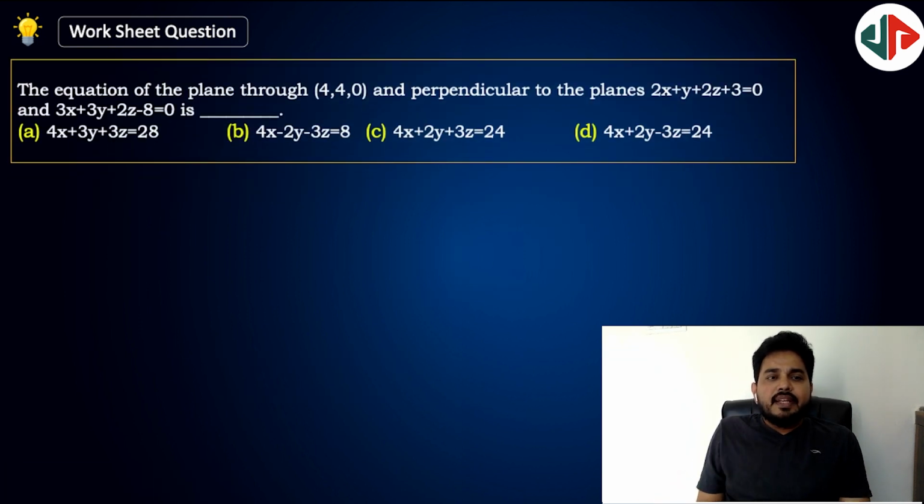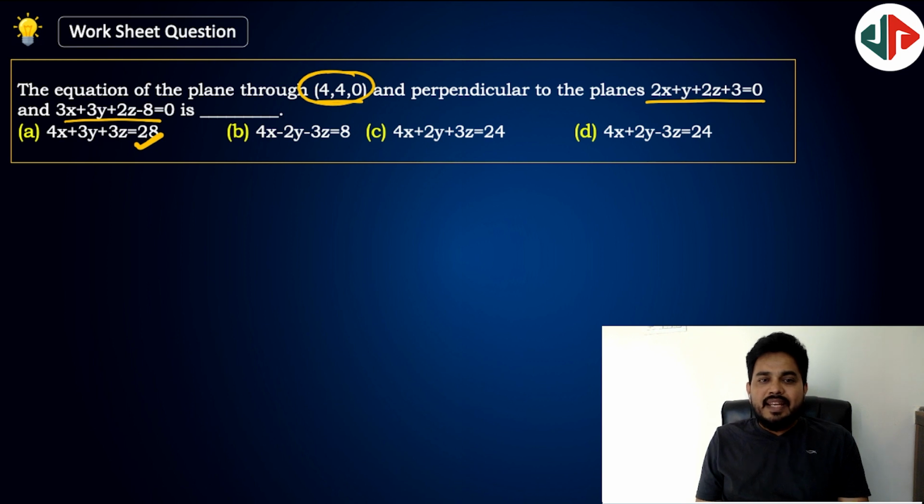Next question is, the equation of the plane through 4 comma 4 comma 0 perpendicular to the planes. So I need to find the plane passing through 4 comma 4 comma 0. This 4 comma 4 comma 0 is satisfied by this one, satisfied by this one, satisfied by this, and satisfied by this one also. But perpendicular. So whether these two are perpendicular. So here xyz coefficient positive or xy positive. So this will not be the answer.